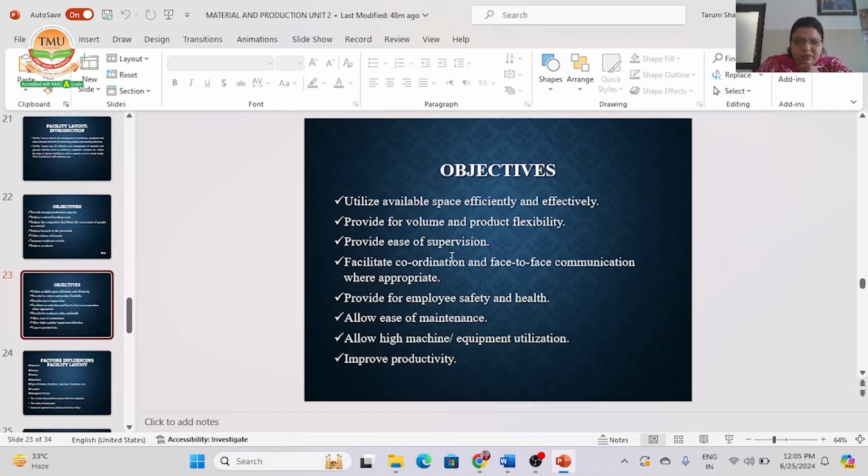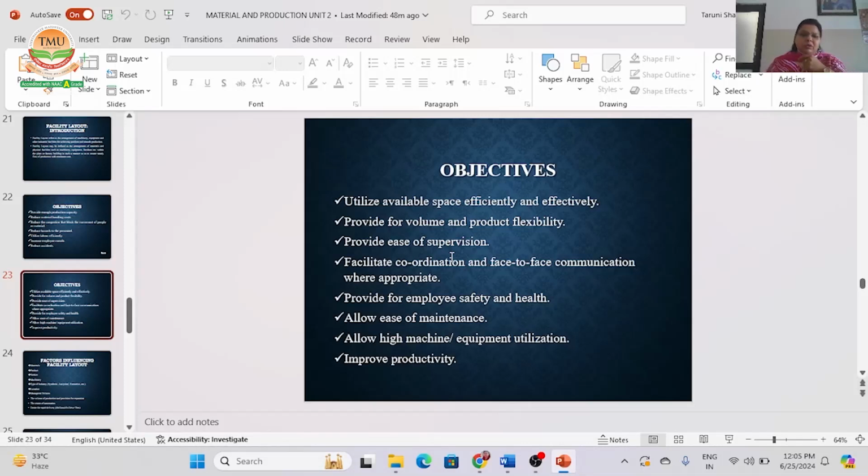Next is allow ease for maintenance. Because the things are properly arranged, and we know that this layout is in a proper manner, maintenance is also very easy, to maintain the machineries, the equipments, the things, or the labor. Next is allow high machine or equipment utilization. Obviously if the layout is properly arranged, machine or equipment utilization is high. How?